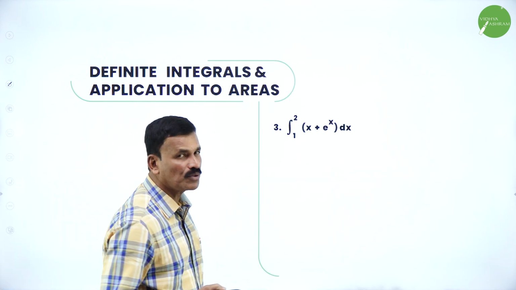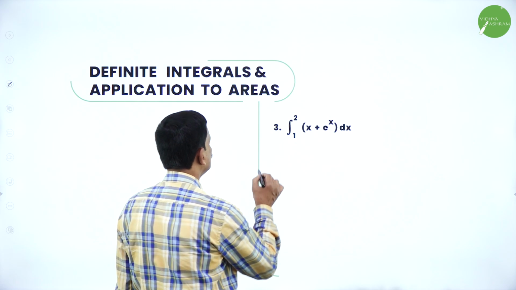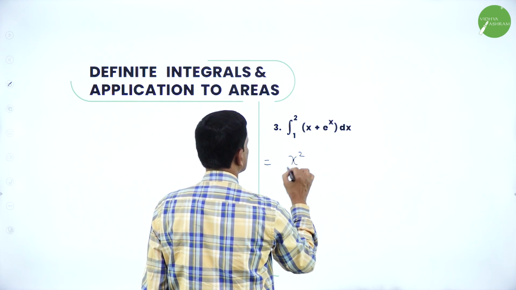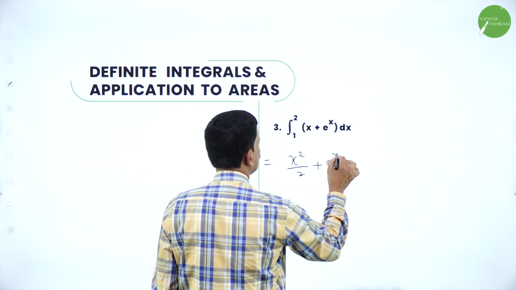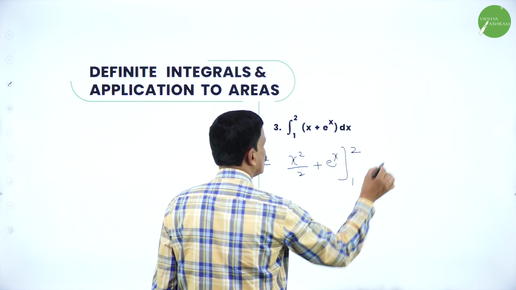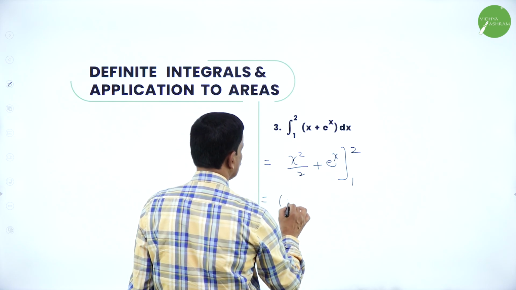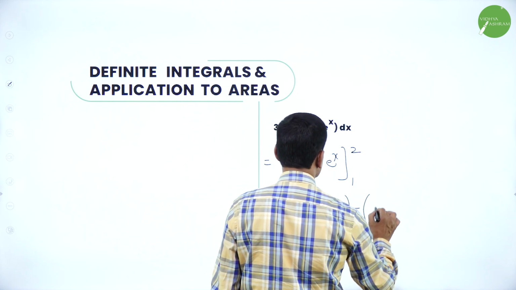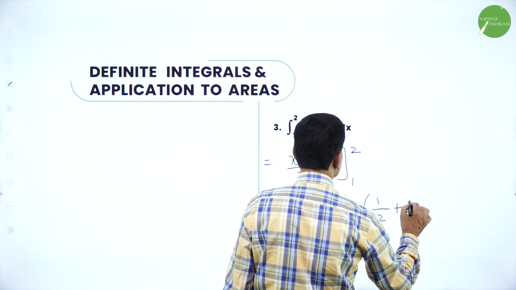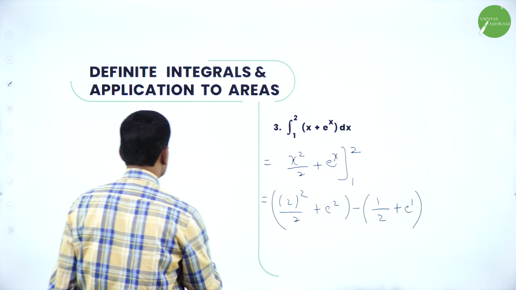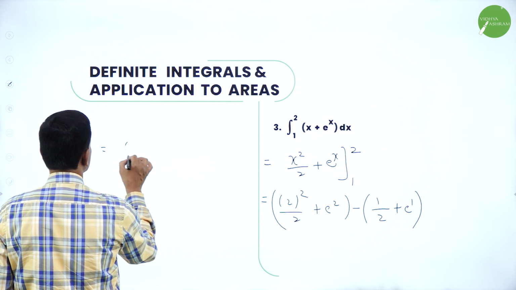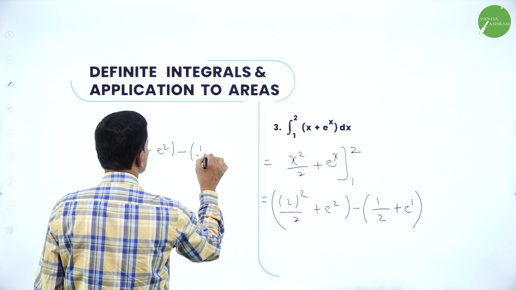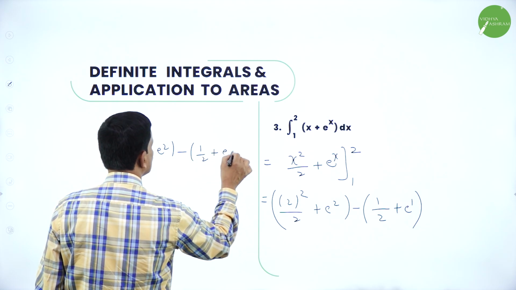Integral of x plus e to the power of x dx between the limits 1 to 2. Now this is same as that of the previous problem. Ordinary integral. Integration of x is x square by 2 plus integration of e power x is e power x, and between the limits 1 to 2. Just apply the upper limit: 2 square divided by 2 plus e to the power of 2, minus 1 square by 2 plus e to the power of 1. So this is equal to 2 square is 4 by 2 is 2, plus e square, minus 1 by 2 plus e to the power of 1 is e.